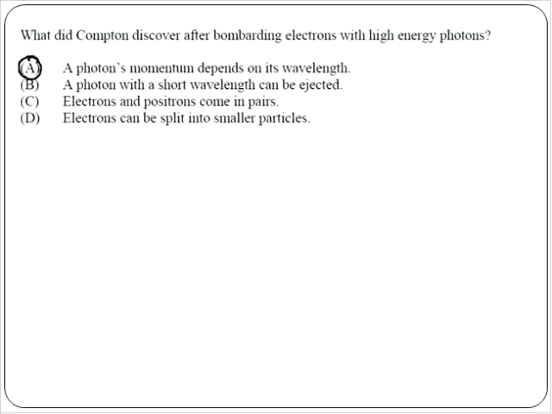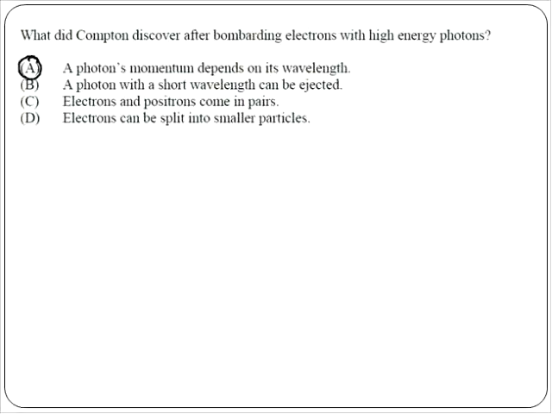Okay, don't get fooled by B. A photon with a shorter wavelength can be ejected. Well, a photon with less energy was ejected. But less energy means a higher wavelength, not a shorter one, a longer wavelength. Electrons and positrons come in pairs. That's totally irrelevant to this. That's in nuclear reactions later on. And electrons can be split into smaller particles? No, they can't. All right, so that's that.